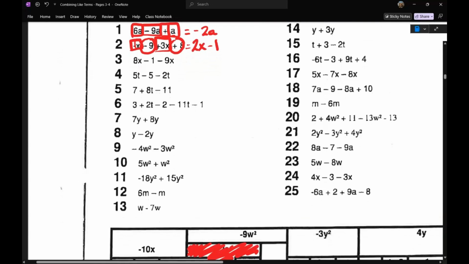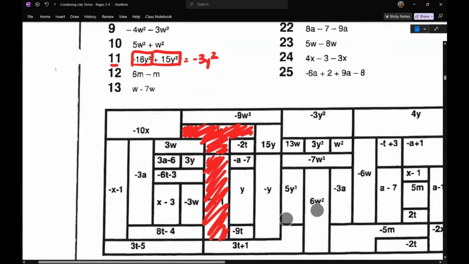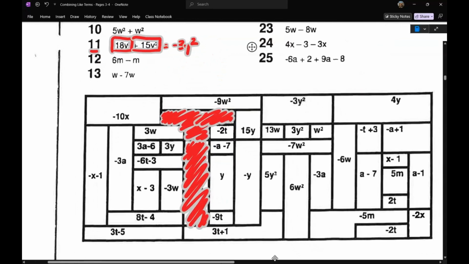All right, I'll do a couple more. Let's look at 11. What happens when we have exponents? They work the same way. So both of these have y squareds in them, so I can combine them. -18 plus 15 would be -3y squared. We don't have to square anything. We don't have to multiply it by itself. That answer is right here.